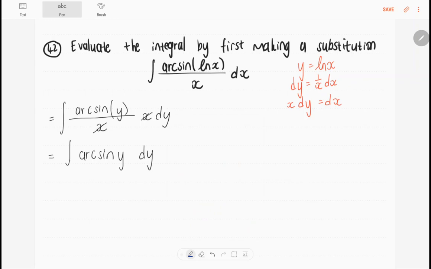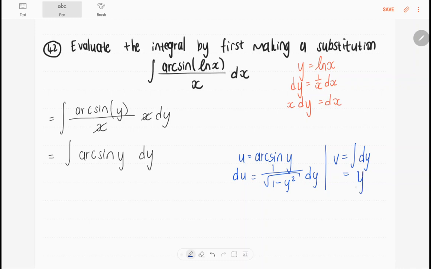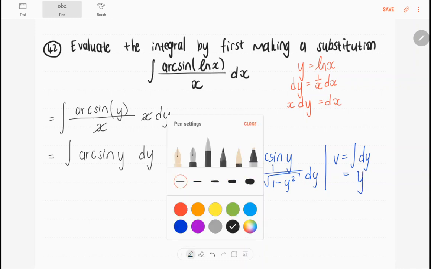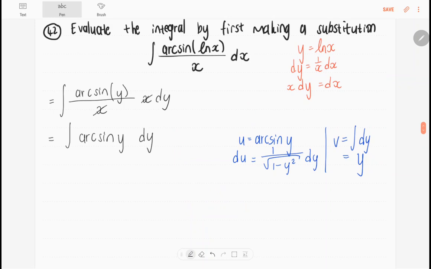So what I'm going to do is I'm simply going to say let u be equal to arcsin of y. Then du equals 1 over the square root of 1 minus y squared dy, since the derivative of arcsin or inverse sin is 1 over the square root of 1 minus y squared. And then v is everything else. So v is simply going to be the integral of dy. So it's just going to be y, right? So let's write that by using our formula for integration by parts. So we are going to have u multiplied by v. So it's y multiplied by arcsin y.